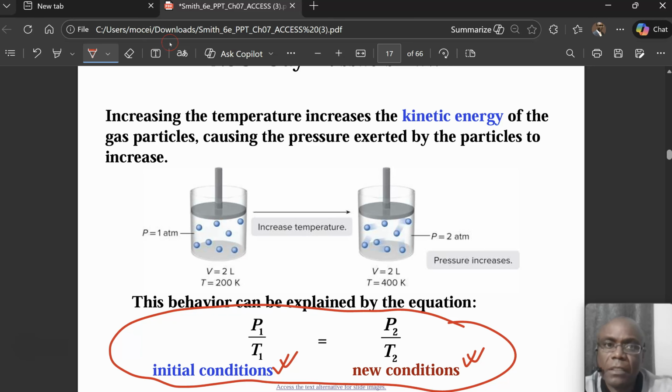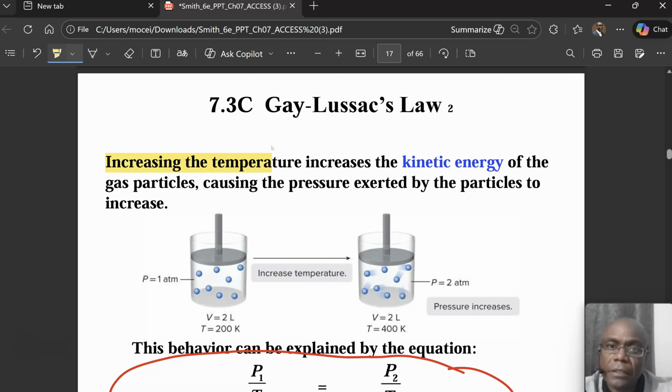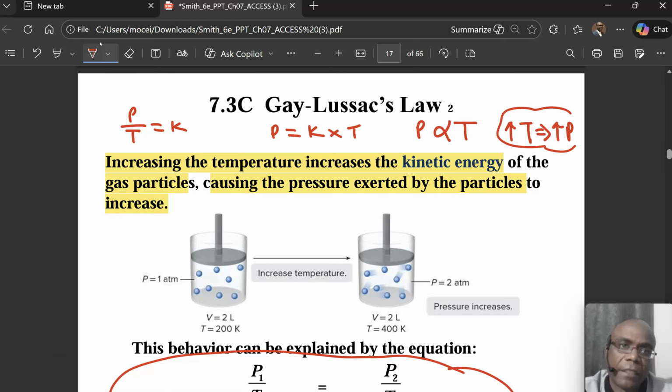But let's describe this image here illustrating Gay-Lussac's law. Increasing the temperature will increase the kinetic energy of the gas particles, causing the pressure exerted by gas particles to increase. That is very true. If we are saying P over T equals K, multiply T on both sides, you get P equals K times T. Okay, and that tells you that P is directly proportional to temperature. An increase in temperature will lead to an increase in pressure in the container.